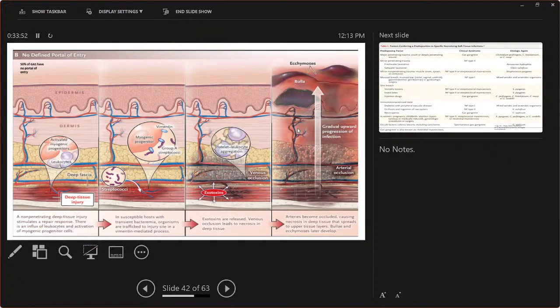This is when there is no defined portal of entry. That is common in group A streptococci, wherein if there is a deep tissue injury and it is associated with transient bacteremia, this provides an opportunity for the transient bacteremia to move in and cause myositis. Then the infection moves from downwards to upwards, causing, after the exotoxins are released, venous occlusion, then arterial occlusion, thus causing ecchymosis and bullae.